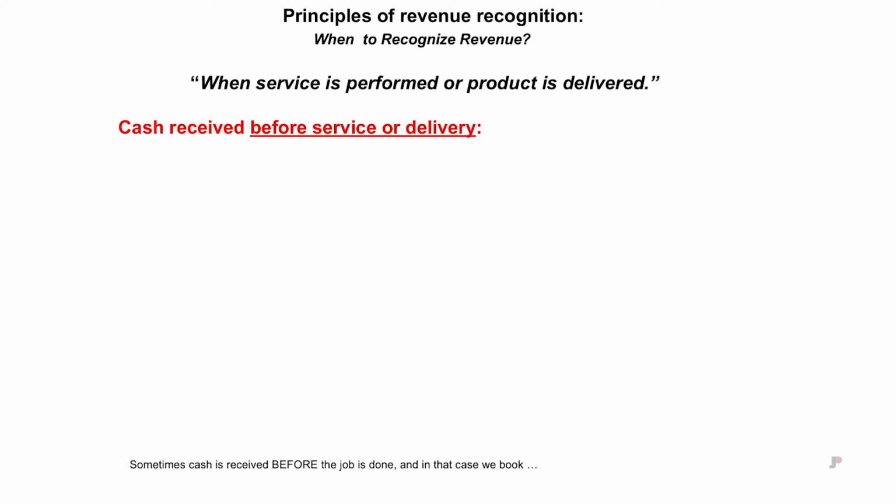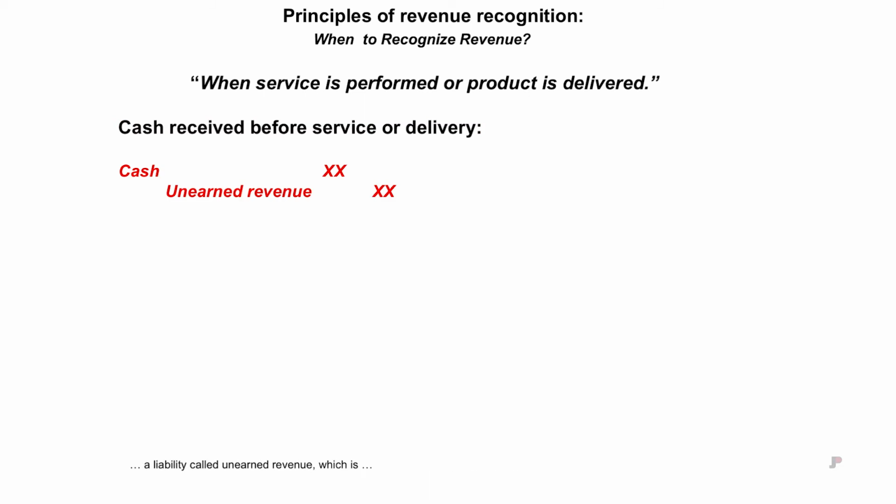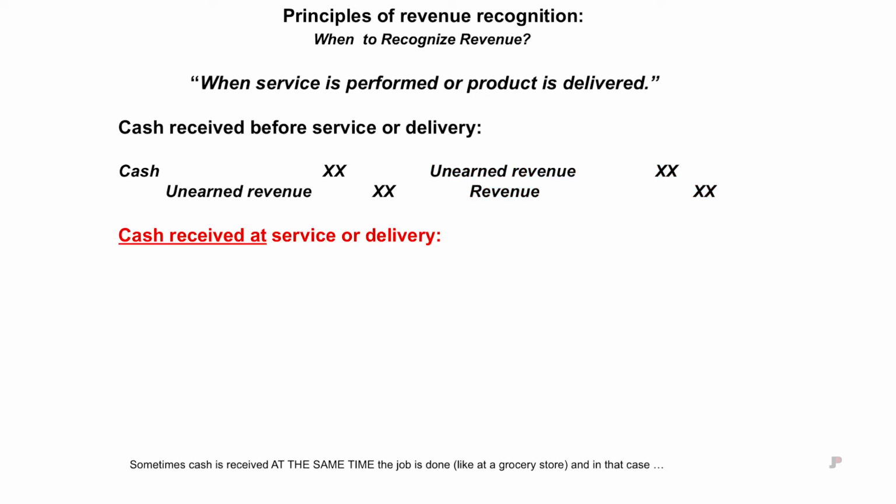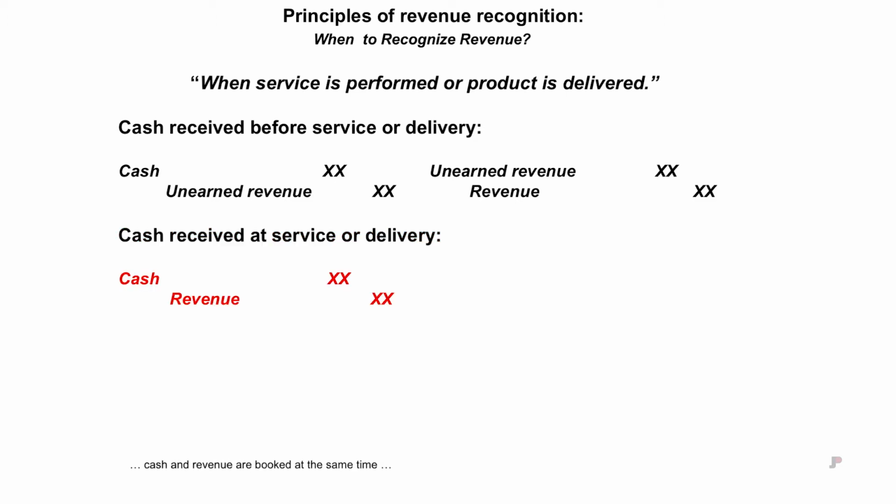Sometimes cash is received before the job is done, and in that case, we book a liability called unearned revenue, which is converted to a revenue when the job is completed. Sometimes cash is received at the same time the job is done, like at a grocery store, and in that case, cash and revenue are booked at the same time.